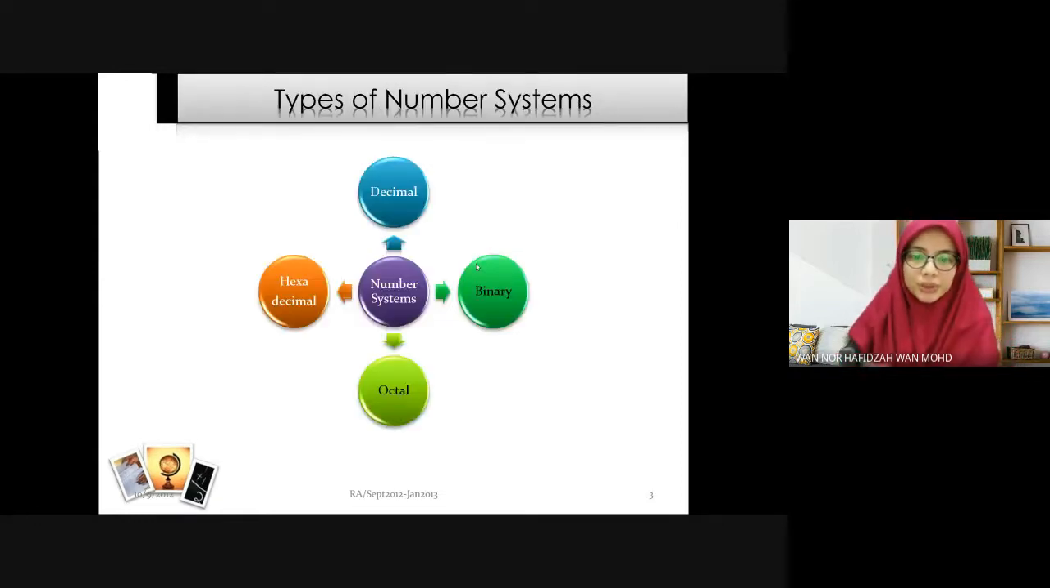Alright, so these are 4. So basically, why is BCD not here? Because BCD is very special. For BCD, any number, you should convert into decimal first, and then later on you can convert into BCD.